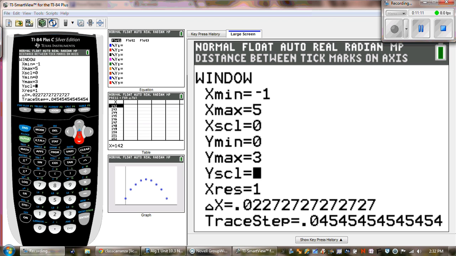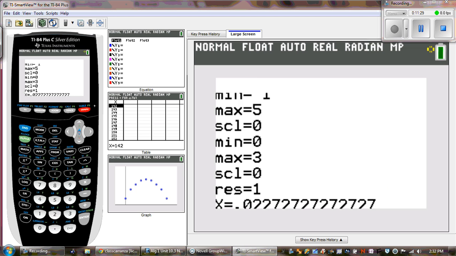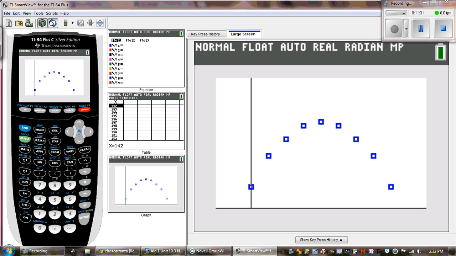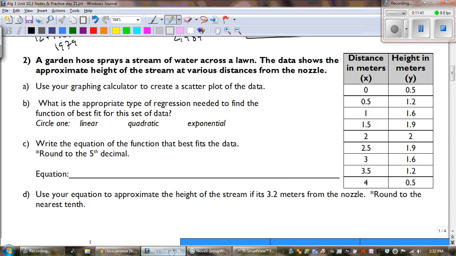Okay, so if you look at here, this is how I set up my window so I could see. My x-min was -1, my x-max was 5, y-min is 0, and y-max is 3, because I just wanted to go a little bit higher. I went to -1 on the x just so I could really see, because that first point was on the line. Okay, now looking at this, I can tell it's a quadratic equation. So that should answer question B, that it's quadratic.